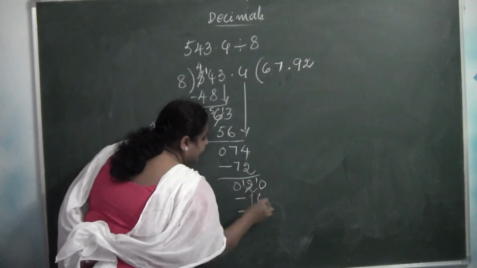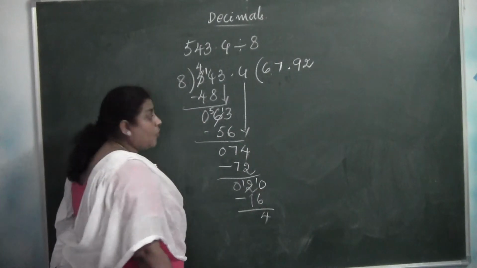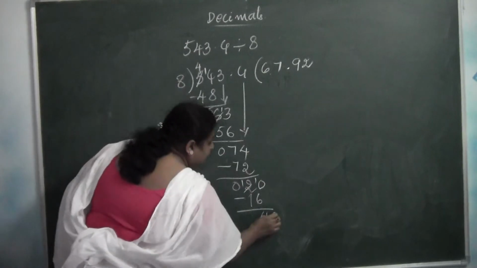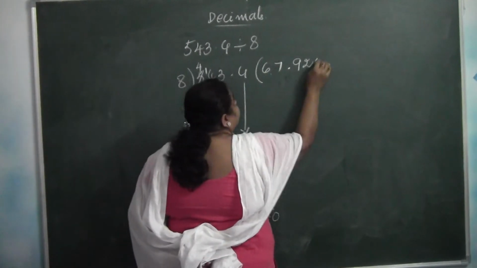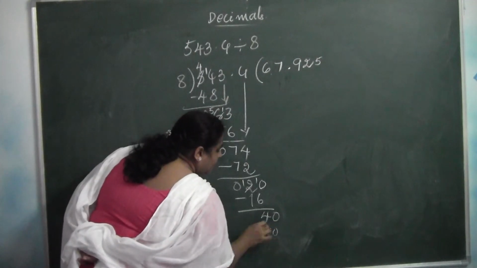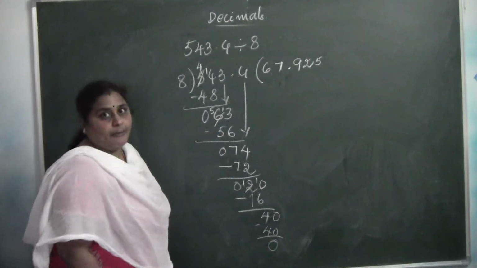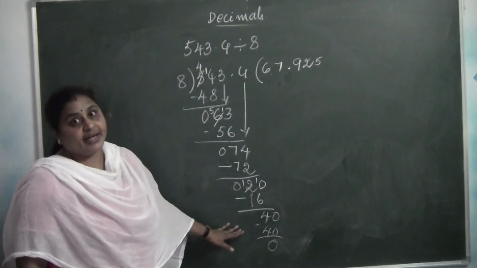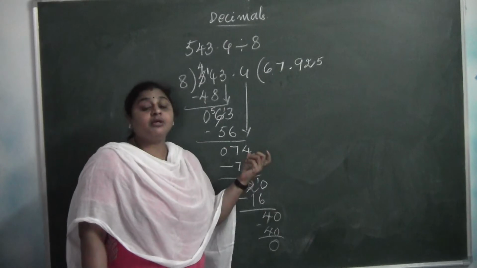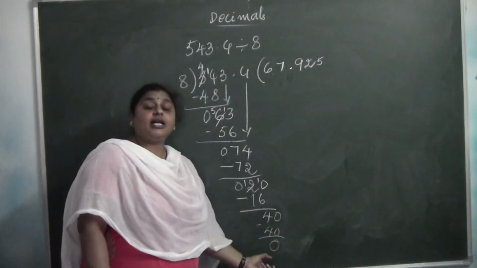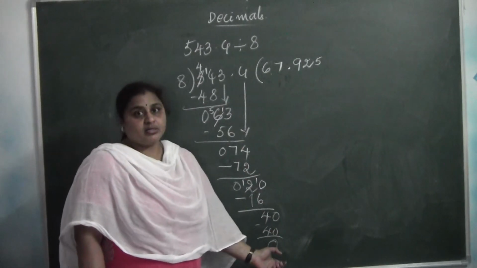So again subtracting 10 minus 6, 4. Already placed a decimal, 0. 8 5s are 40. Now my remainder is 0. Therefore, I can stop dividing. So you are dividing a decimal number till you are getting the remainder as 0.